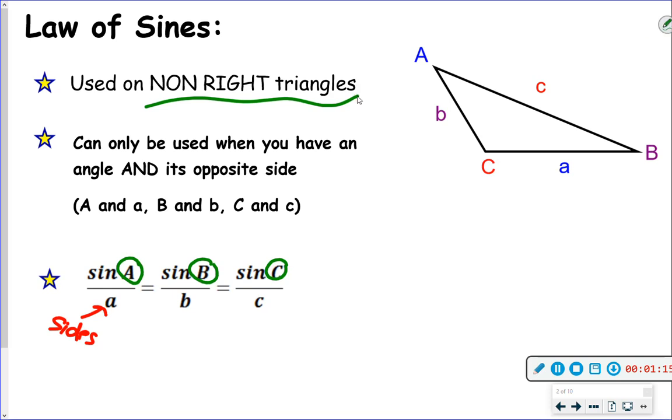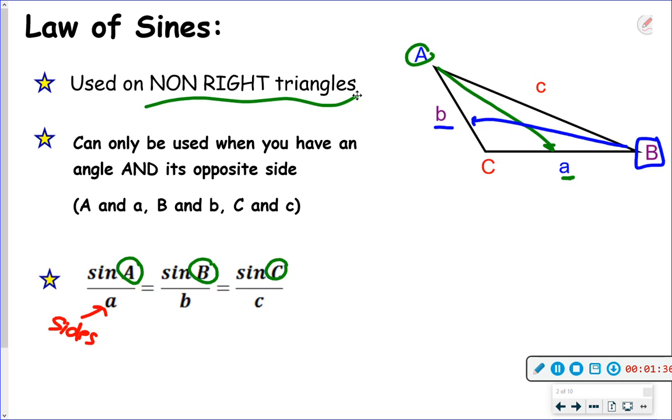So across from angle A is side A, lowercase letter a. They're always paired up because they might not be labeled today. You might have to label them yourself. Not that it's a big deal, but we just have to be conscientious. If we're looking at B, the side across from it is side B, lowercase b. And clearly the C's match up.